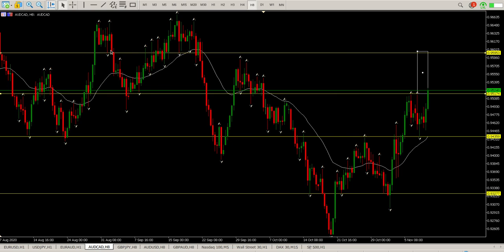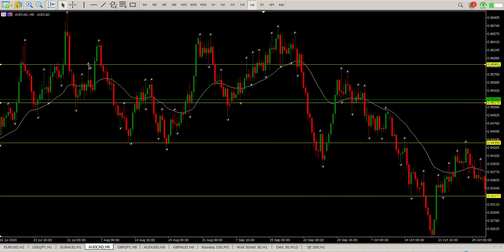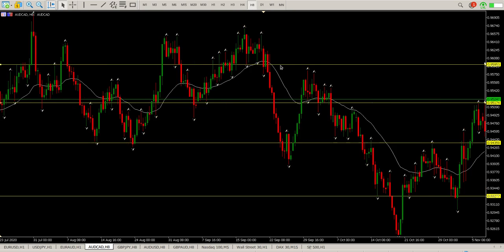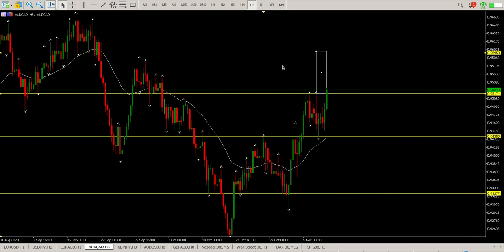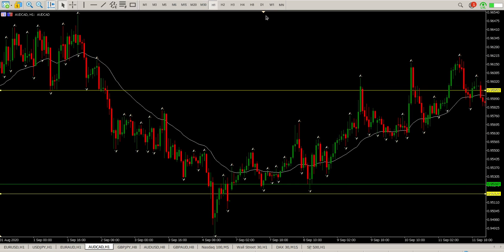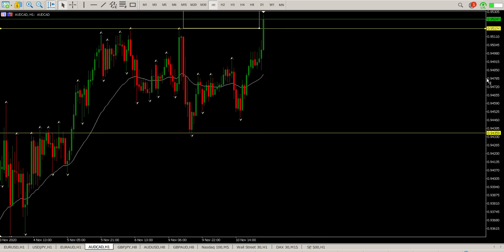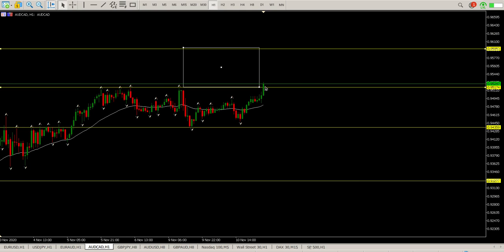Look at all these tails here. Rejection, rejection, support, rejection, support. Okay, so that's kind of what I'm looking at the moment. Okay, so this is definitely something worth watching today for an opportunity. Just wait for this bar to finish. It's going to finish shortly. We'll come back and look at it at the end of the video. It'll probably be finished by then.